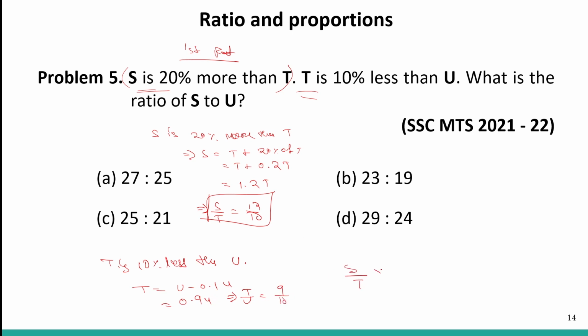So S by T into T by U is equal to what? S by U is equal to 12 by 10 into 9 by 10. This is equal to 108 by 100. Simplifying, 54 by 50, that is 27 by 25. So 27 is to 25 is the correct option.